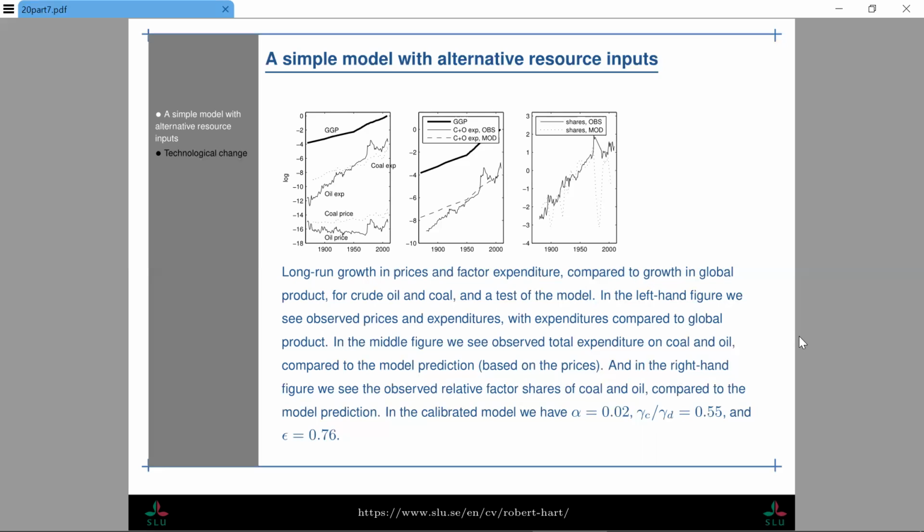The third figure shows the relative shares of coal and oil in the data, the continuous line, and according to the model. And again, when we have violent short-run fluctuations in the prices, the model fails completely because it's not designed to deal with that. But the trend, the model does an amazingly good job of matching the trend, and that is with epsilon equals 0.76.